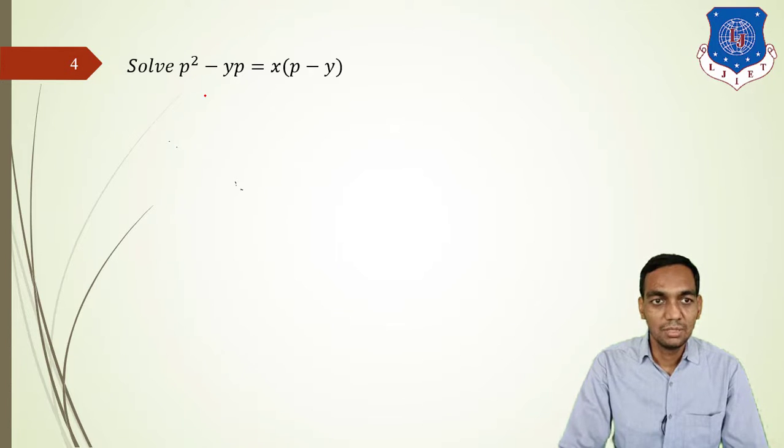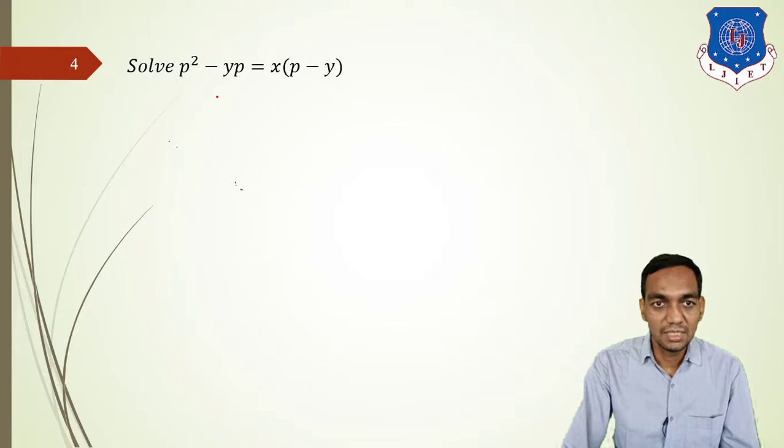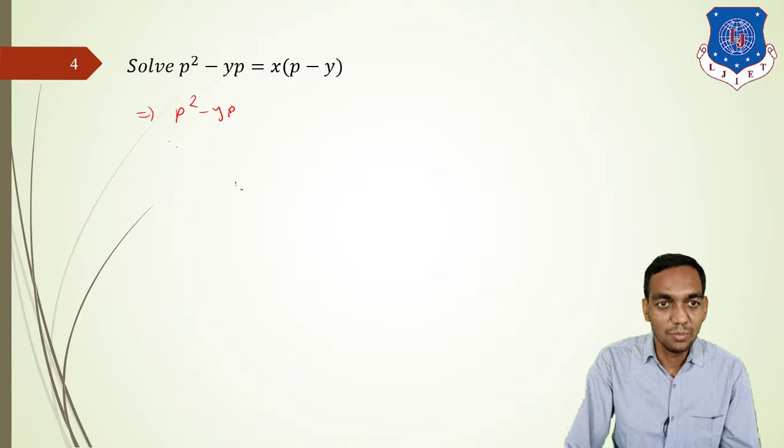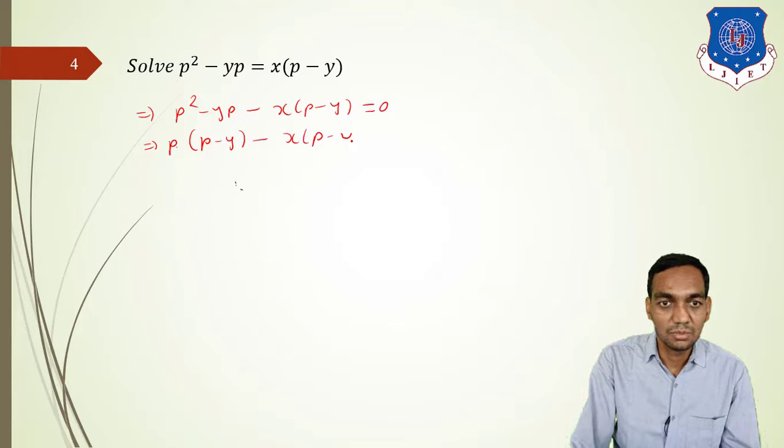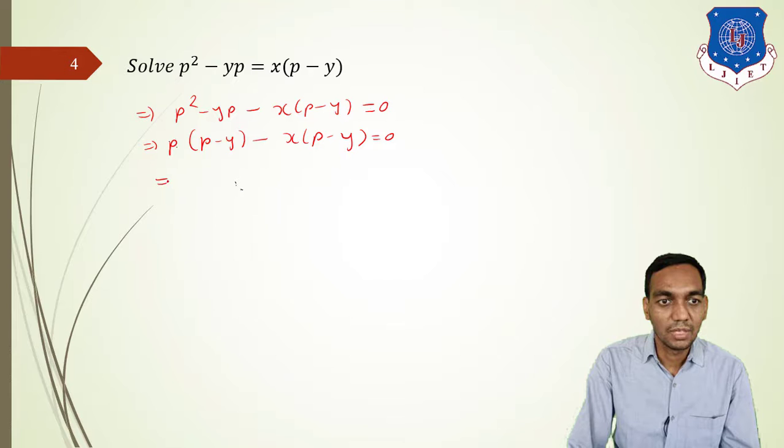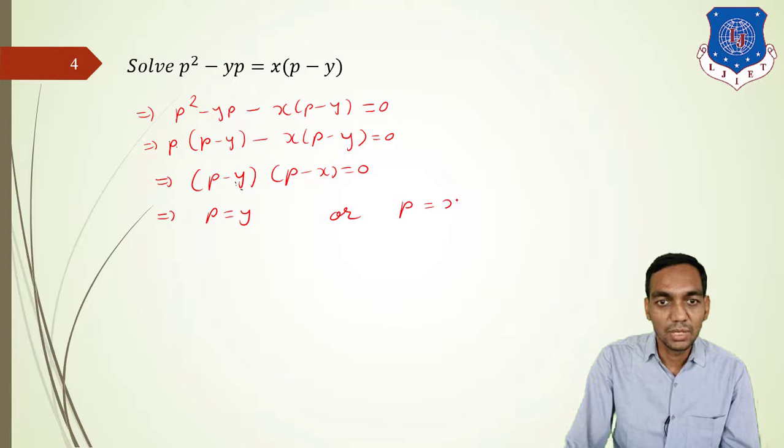Now, suppose here you are given p square minus yp is equal to xp minus y. I am going to write this in the form p square minus yp minus x into p plus y is equal to 0. Here p common out and you will have p minus y minus x into p minus y is equal to 0, and that will give you the factors p minus y into p minus x is equal to 0. So you will have p is equal to y or p is equal to x.